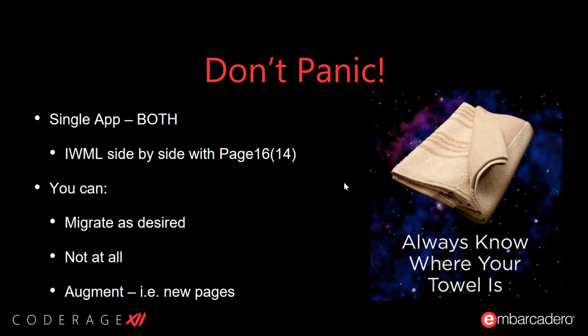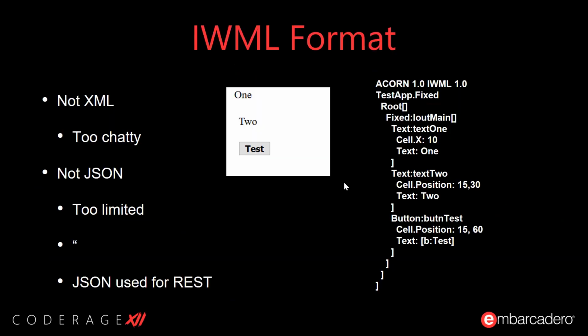Now, of course, for new applications, I think people are going to want to choose IWML. So the IWML format is a subtype of what we call the Acorn format, which is the A to Z compact object readable notation. And it's not XML and it's not JSON. We actually had both of these in use before.